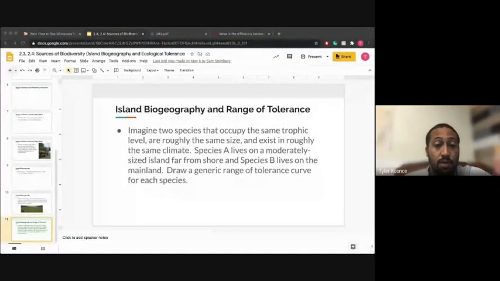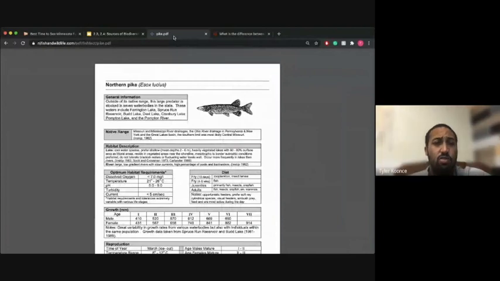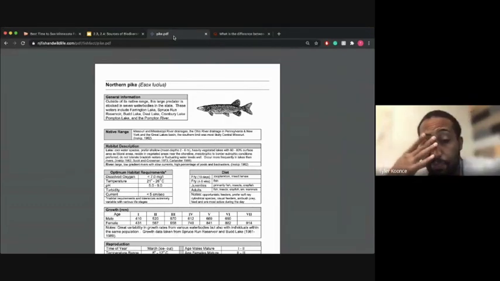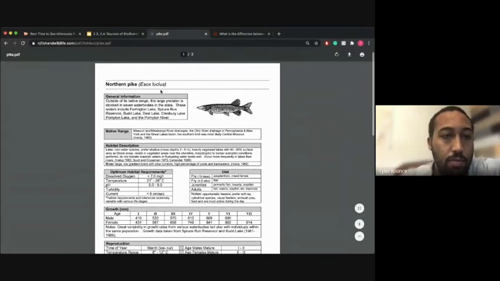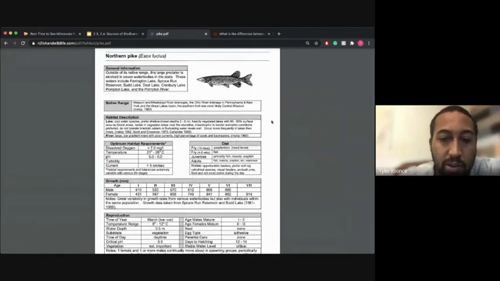Speaking of things like range of tolerance, some people had questions about that. Like, what does that look like? So what I did is I brought up a well-known Minnesota fish, a northern pike. And this is just kind of a wildlife handout that gives you some information. So what do they eat? What's going on? Things like that.